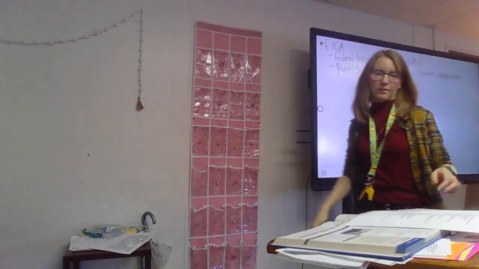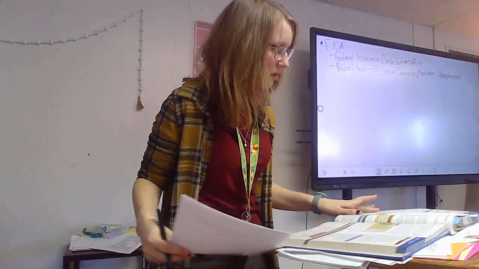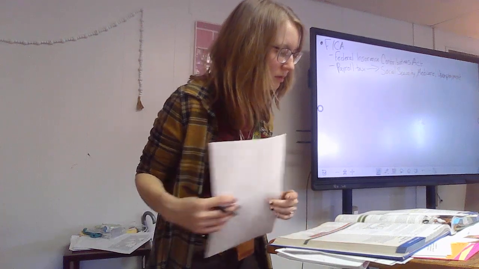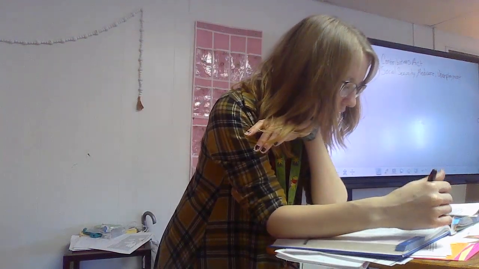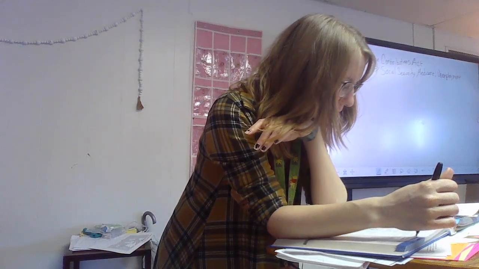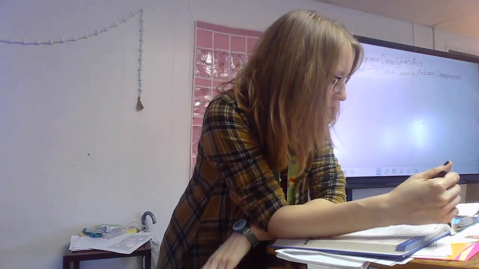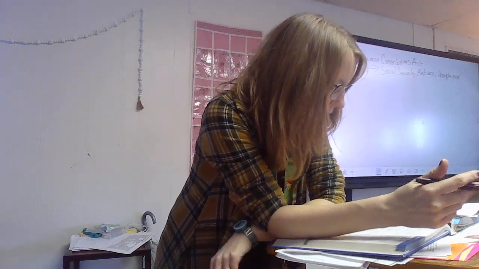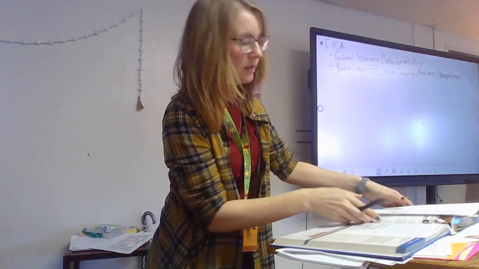Let me see real quick if there was a date associated with that in the textbook. So Social Security was introduced in the 1930s, Medicare was introduced in 1966, and unemployment, it doesn't give us a date.